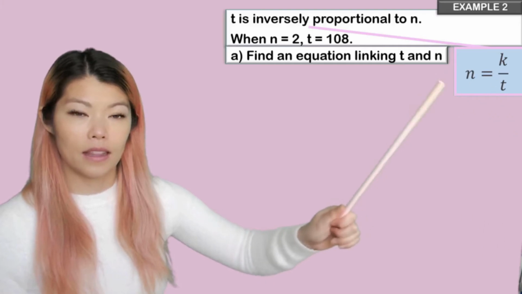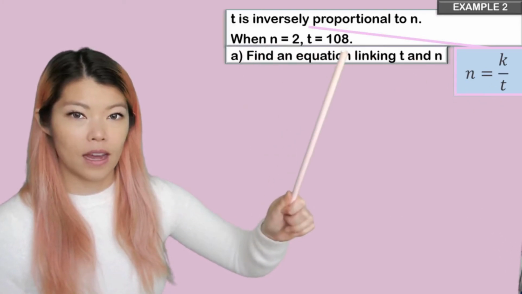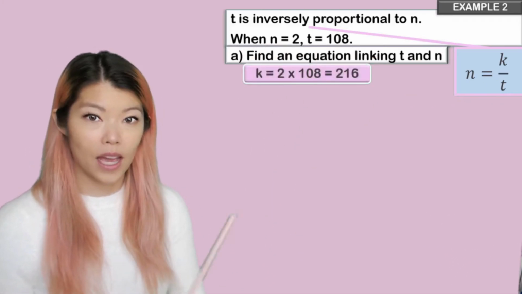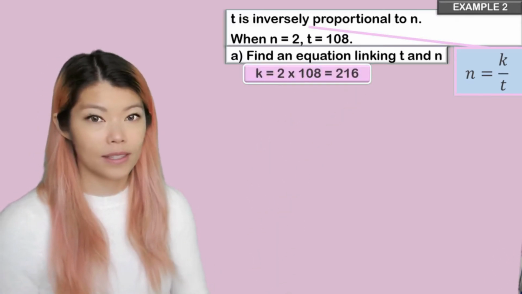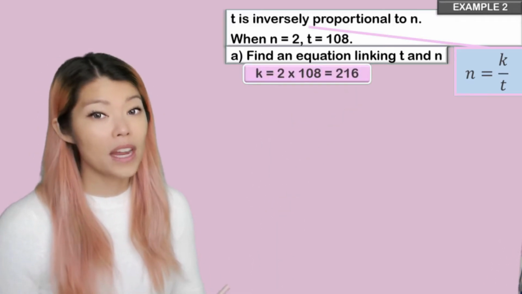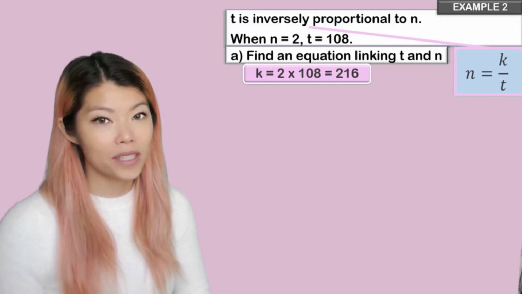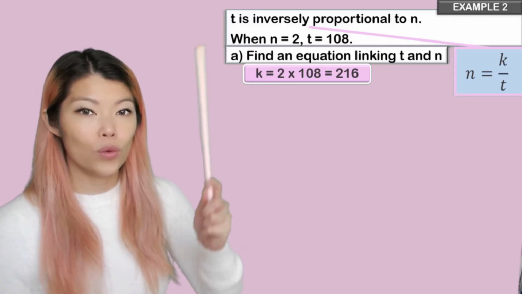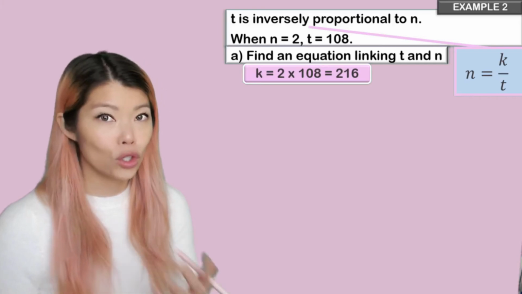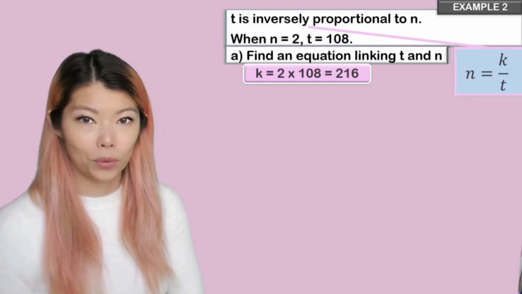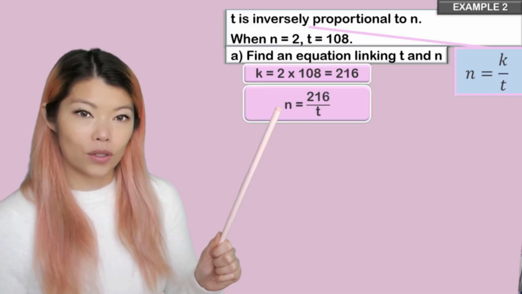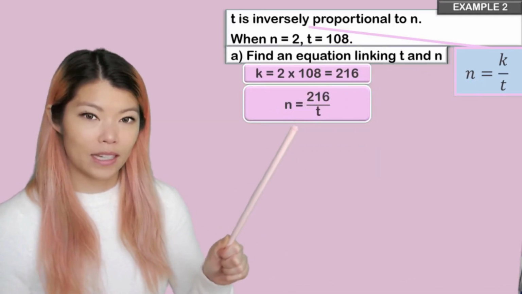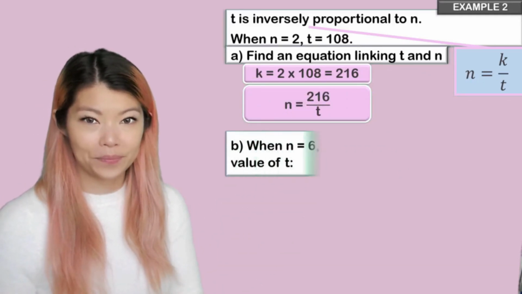So if that's the equation, I have n, I have t, I can figure out what k is. So k is equal to n times t. So 2 times 108, which is 216. You might have noticed that I'm doing pretty much the same example, but I'm rewording it and changing it up to show you how else we can do that example. We could write it like so. So now the equation is n equals 216 over t, because we have k there.